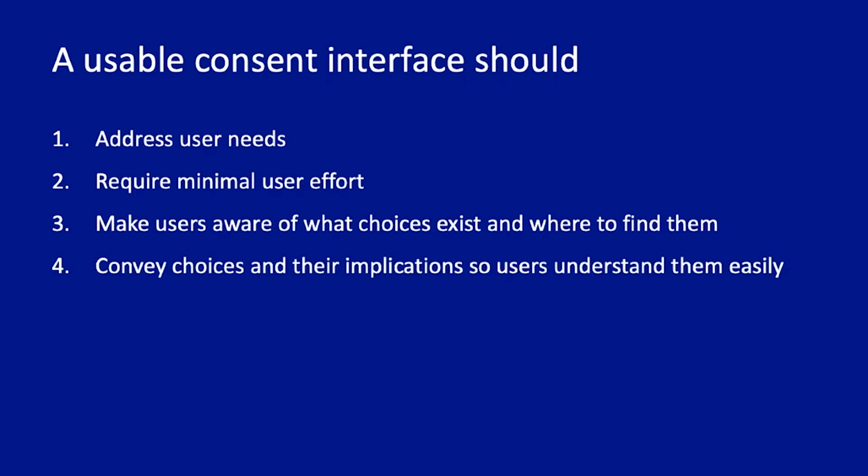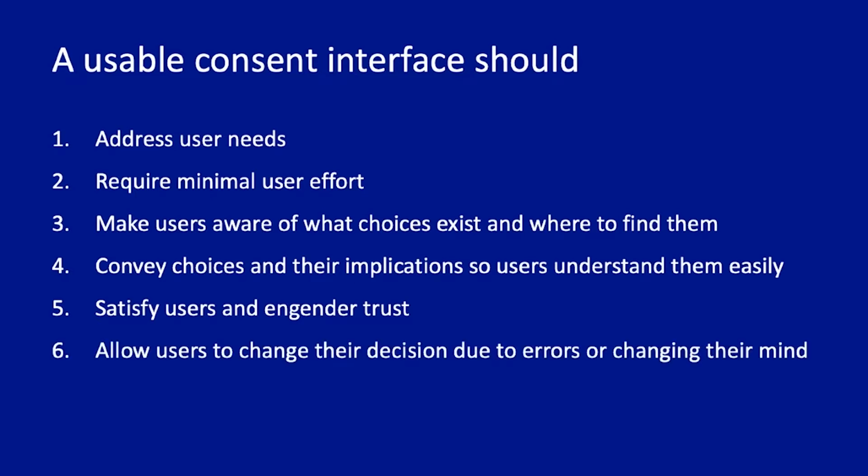Fourth, interfaces need to convey choices and their implications so users understand them easily. This means avoiding jargon and convoluted sentences and making sure you explain things so users will understand. Fifth, users should feel satisfied when they use the interface and trust that their choices will be honored. Consent interfaces that just make users grumpy or angry are not so good. Sixth, we need consent interfaces that allow users to change their decisions, whether because they made a mistake and clicked the wrong button, or maybe they just changed their mind.